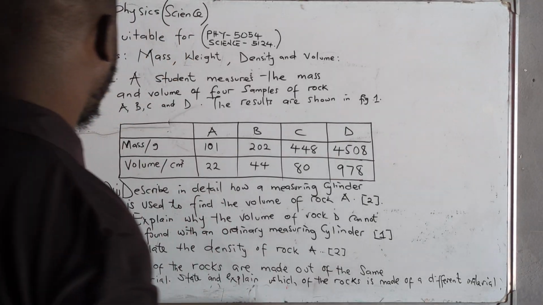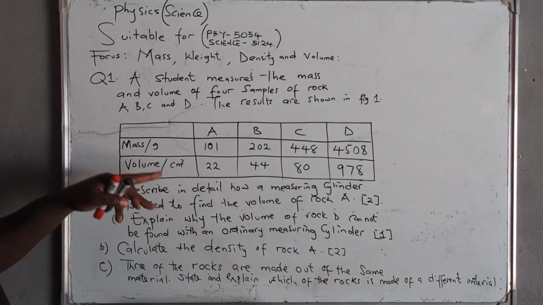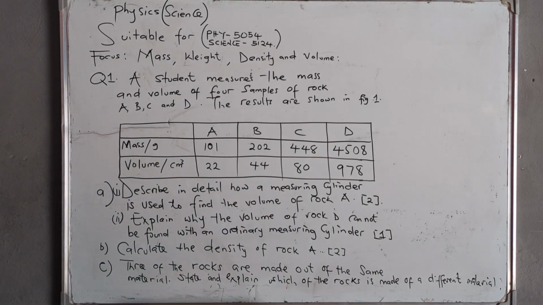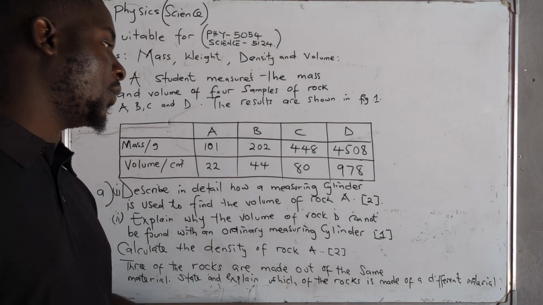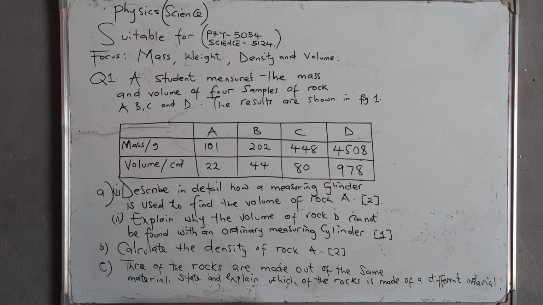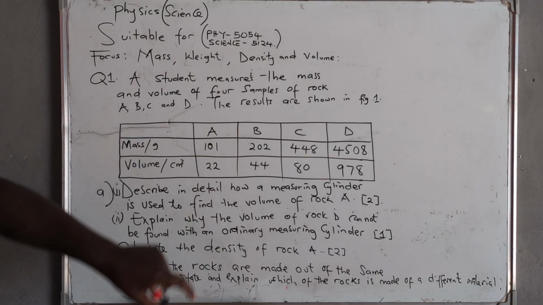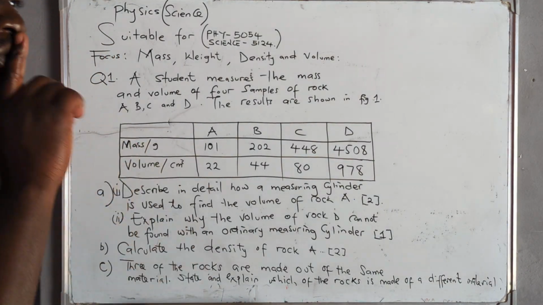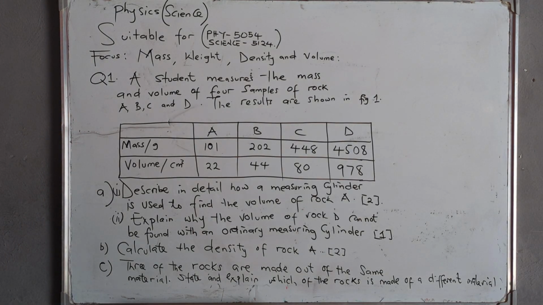The first question asks us to describe in detail how a measuring cylinder, an apparatus used to measure volume, is used to find the volume of rock A. Why rock A? Because it has the smallest measurements in terms of mass and also volume. So let's explain in detail, to be able to score 2 marks. How are we going to do that?